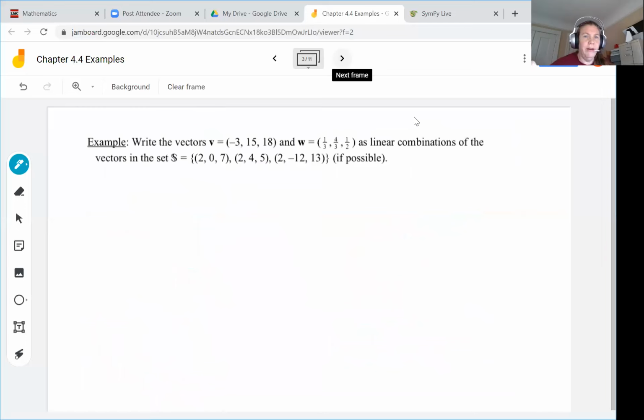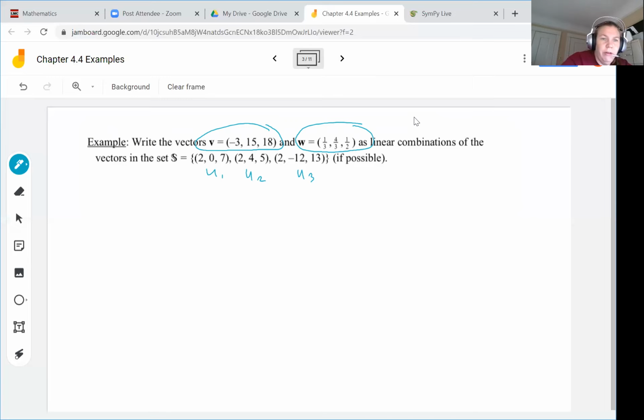All right, let's take on another example. So now we are going to write the vectors V equals -3, 15, 18, and W equals 1/3, 4/3, 1/2 as linear combinations of vectors in this set: 2, 0, 7. So I'm going to call this U1. 2, 4, 5, I'll call this U2. And 2, -12, 13, U3, if possible. Okay, so let's start with V.